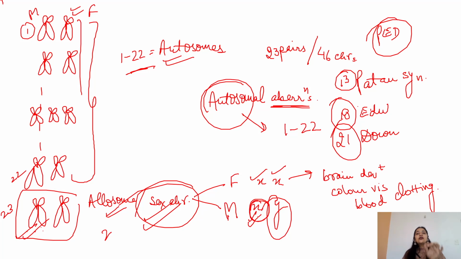This Y chromosome controls only and only male reproductive characteristics, male reproductive functions. Since X is controlling a larger number of functions, female reproductive functions plus brain development, color vision, etc., that's why, since it is controlling more functions, it is bigger in size in comparison to the Y chromosome. The X chromosome is larger in size in comparison to the Y chromosome.